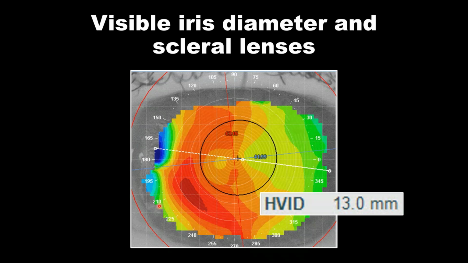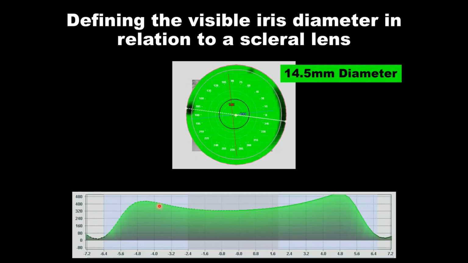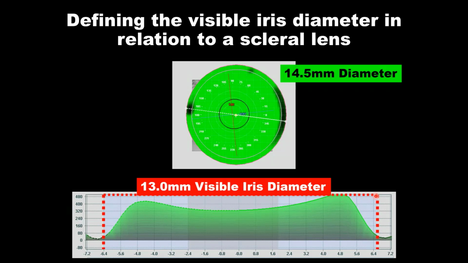The aberrations were rather high. So we used the contact lens software, and let's presume I was attempting to fit an incredibly small scleral lens, like 14.5 in diameter. You'll notice when we define the iris using the annotate screen, it gives you this blue border of where the iris is. So let's just highlight that a second. We have our 13 millimeter visible iris.